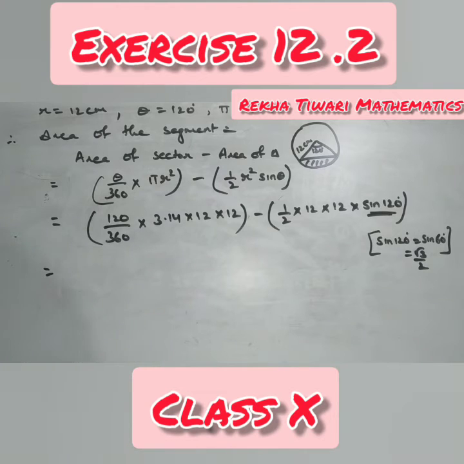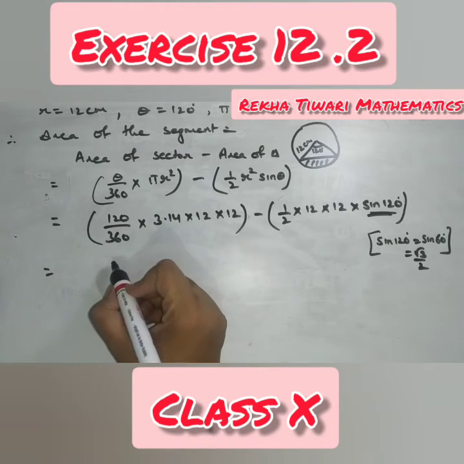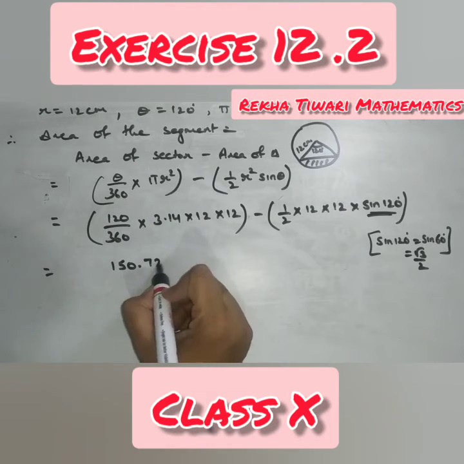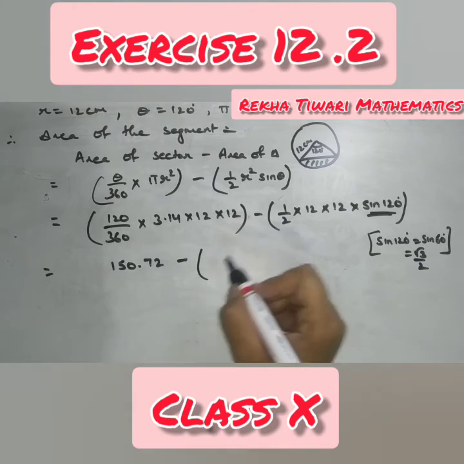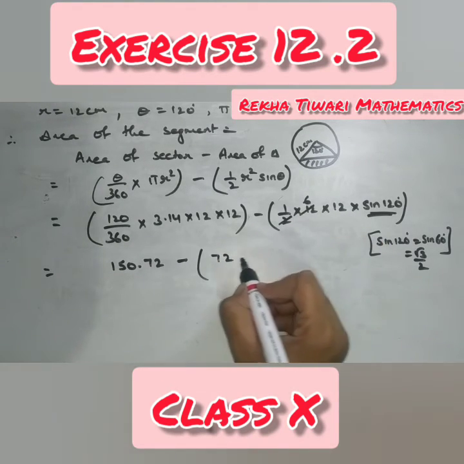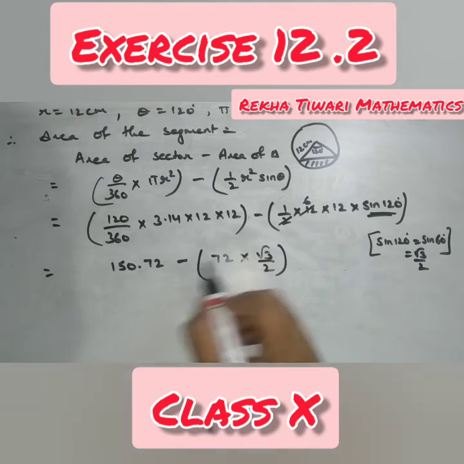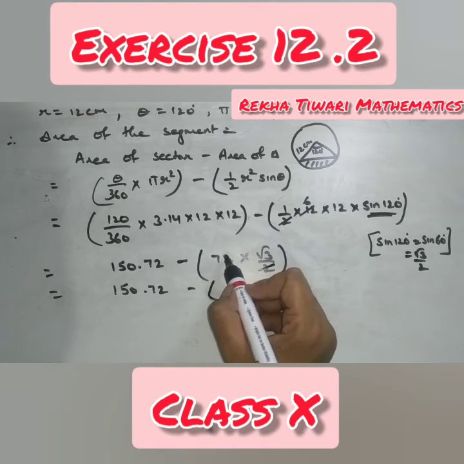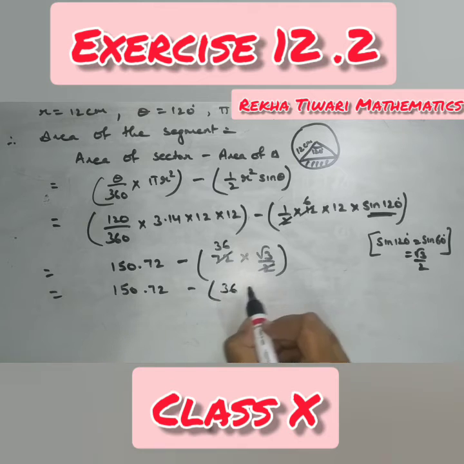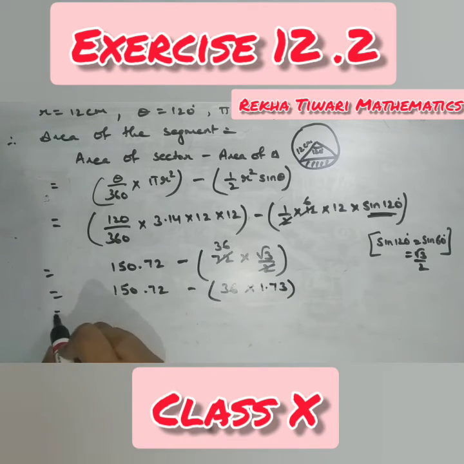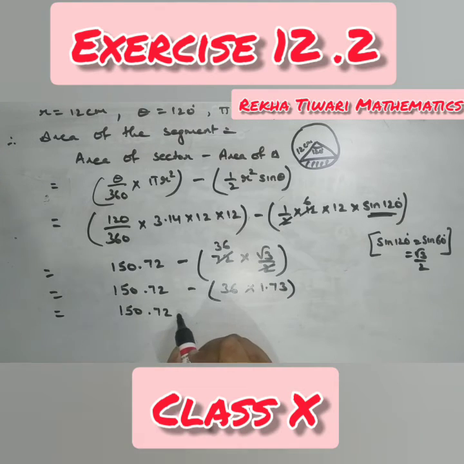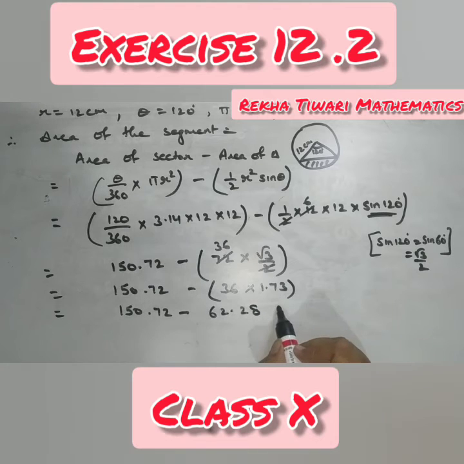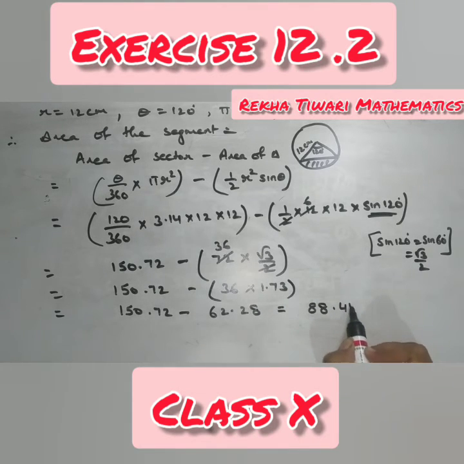Now let us solve it. When you solve this part, you will get 150.72 minus 72 into sine 120, which is root 3 by 2. Root 3 is again given to you, so you can cancel this. So this is 36 into 1.73. This is 150.72 minus 62.28. And when you subtract this, you will get 88.44 centimeters square.